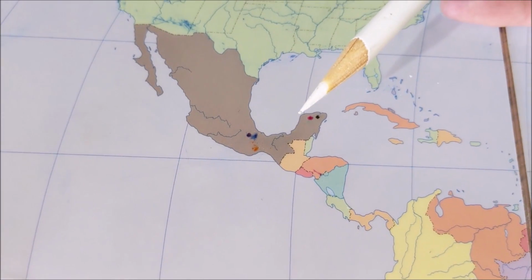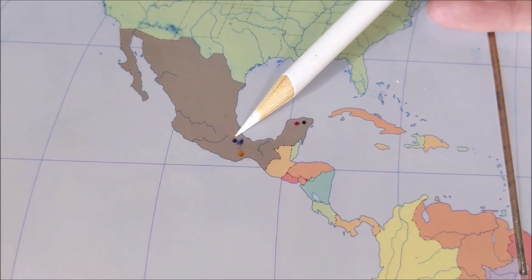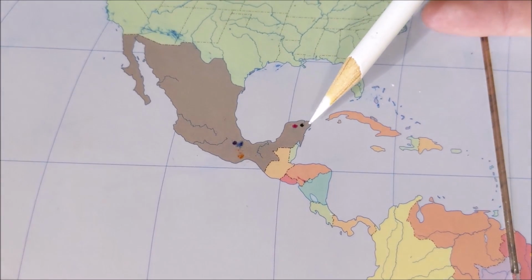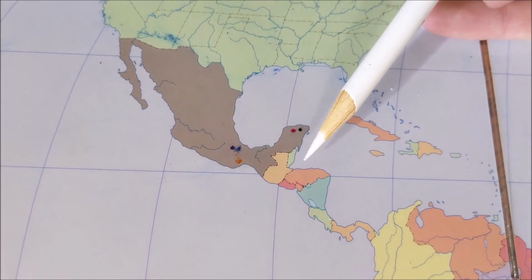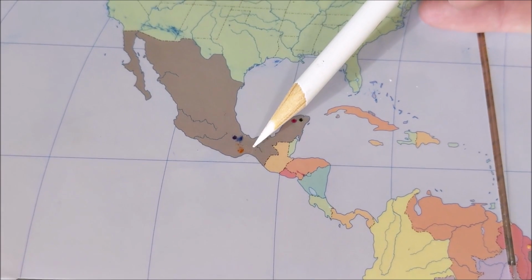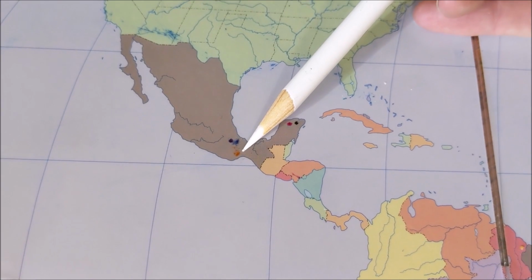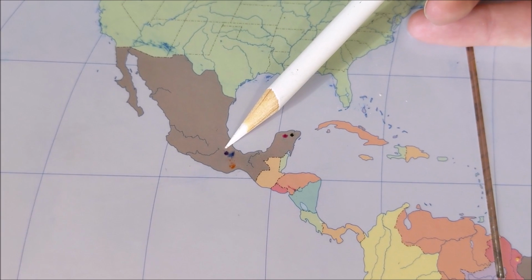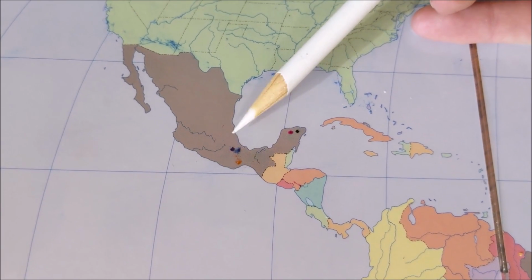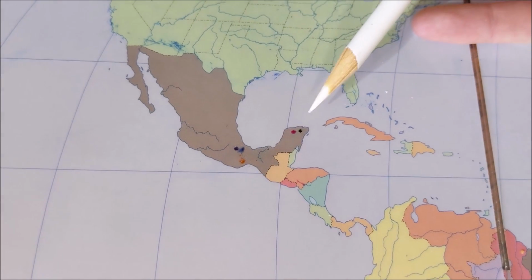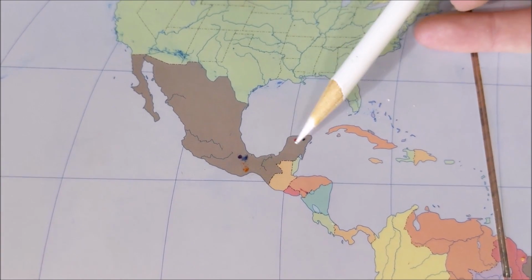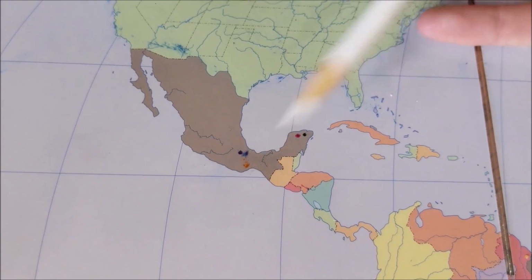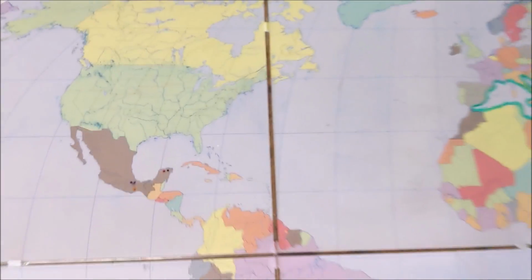Oh, Mesoamerica, more Mexico City, west of Lake Texcoco, Chichen Itza, Mayapan and Yucatan Peninsula, Oaxaca in the south. Okay, again. Oh, Mesoamerica, more Mexico City, west of the lake Texcoco, Chichen Itza, Mayapan and Yucatan Peninsula, Oaxaca in the south.